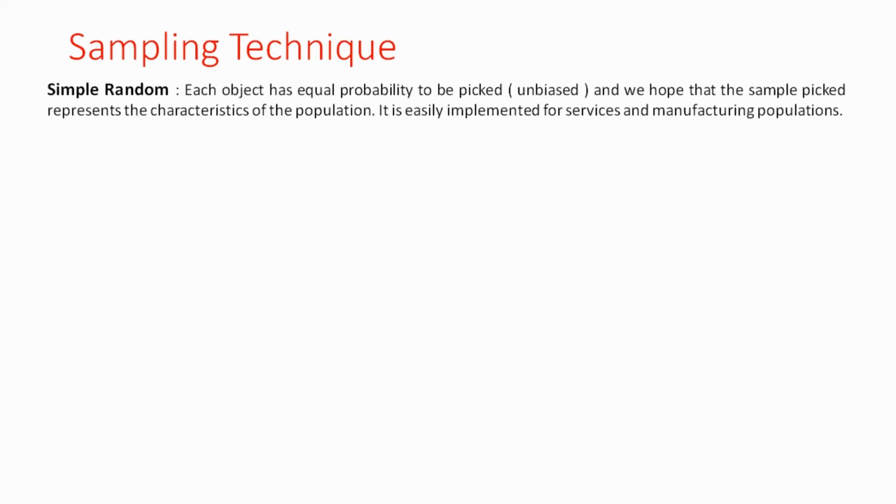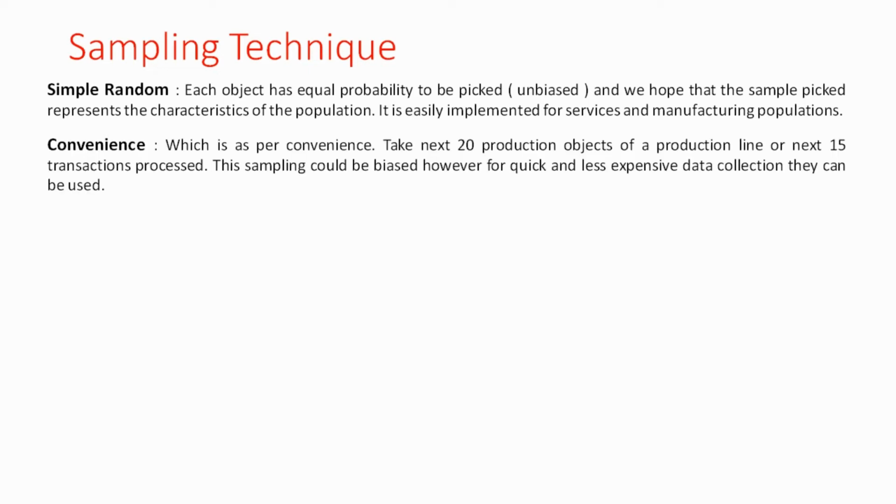Next we will learn about sampling techniques. We have identified the sample size. Now how to pick up that sample size from the population is what we will learn now. The first sampling technique is simple random. Each object has an equal probability of being picked, and we hope that the sample picked represents the characteristics of the population. It is easily implemented for services and manufacturing populations.